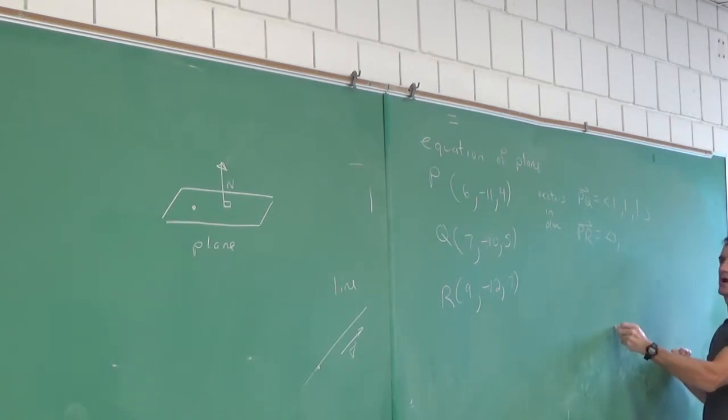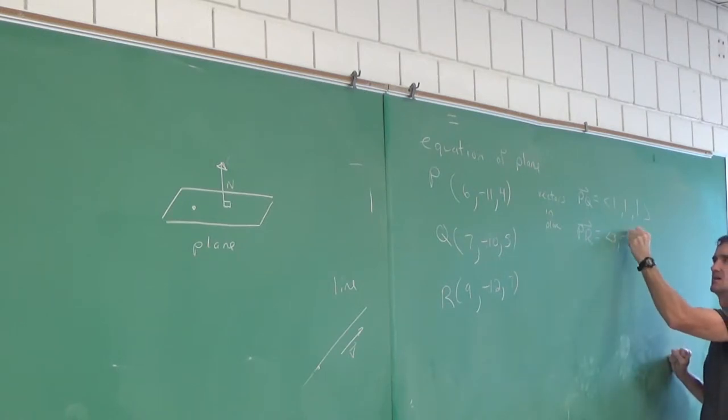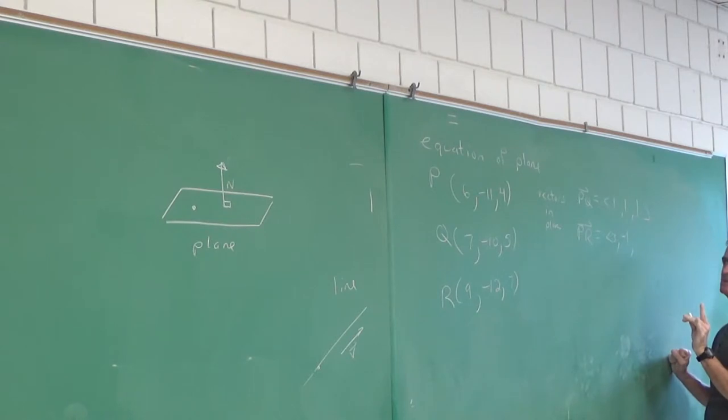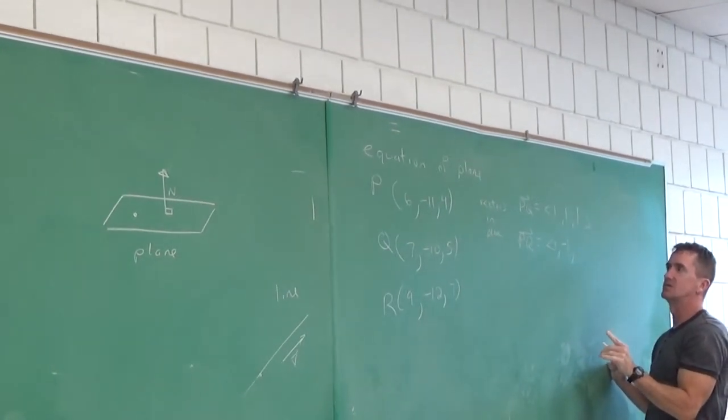-12 subtract -11. That means -12 plus 11. Stays negative as what? One. Is that right? Yes. Don't agree? Yep. And then, 7 minus 4. Three.